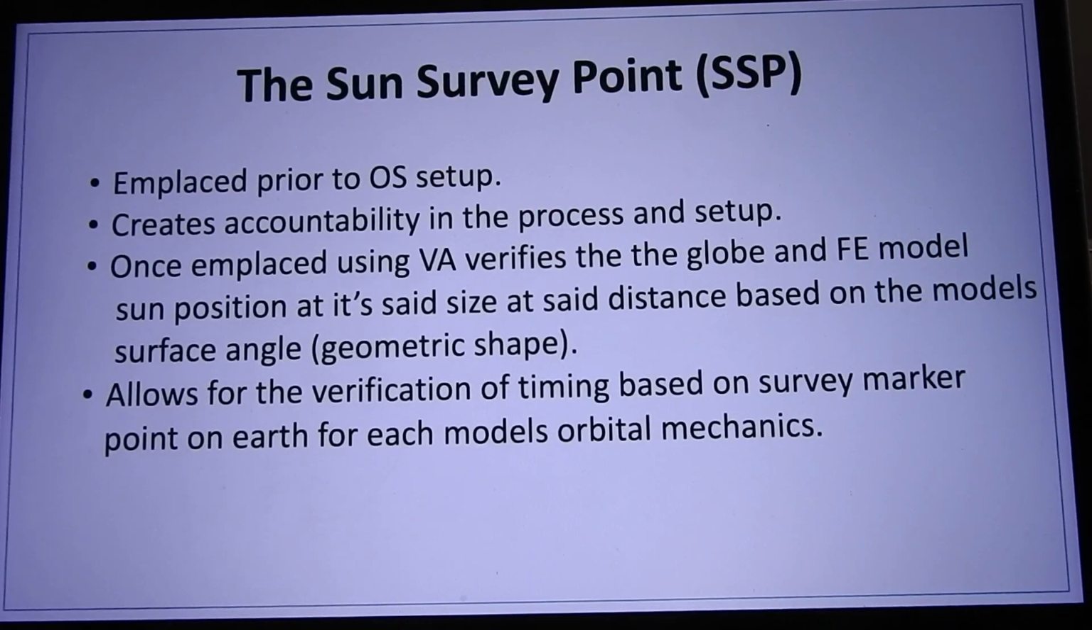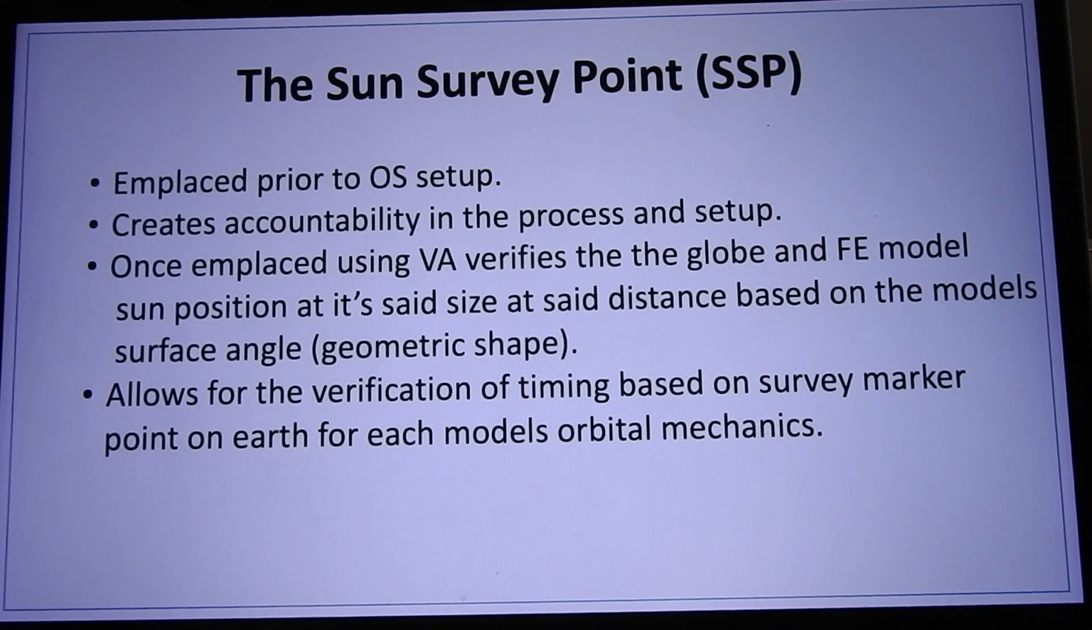And again, heliocentric science doesn't like that. The sun survey point, what it does in place prior to OS setup, again, setting that geometric edge, what I just talked about, creates accountability within the process and setup. Takes out that wiggle room. In other words, now you're held accountable based on your position, what surface angle you're going to have, whether that model works or doesn't work.